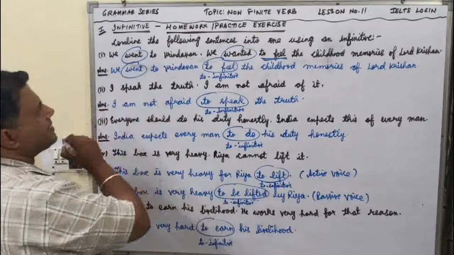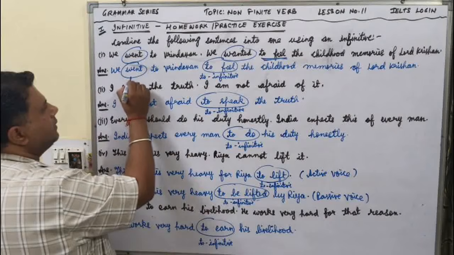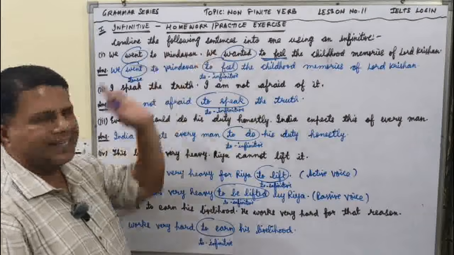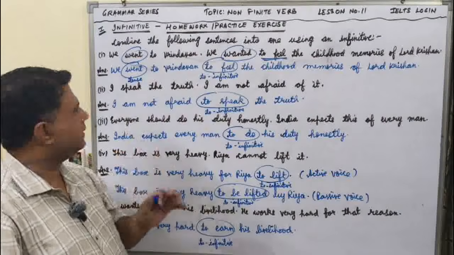Here, this is the tense element. Only one tense element is there. Here two tense elements are there. This is a simple sentence.